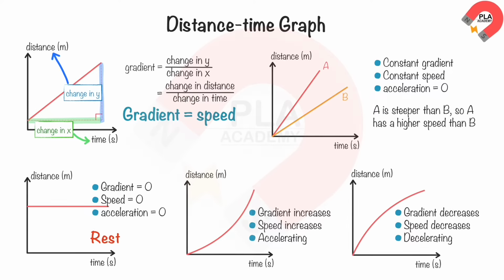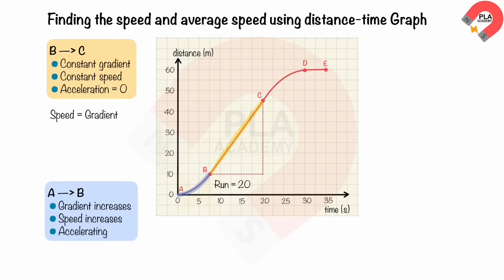We draw a right triangle. Here the change in x, or run, is equal to 20 minus 7.5, which is equal to 12.5. Here the change in y, or rise, is equal to 45 minus 10, which is equal to 35. Therefore, the speed is equal to 35 divided by 12.5, which is equal to 2.8 meters per second.